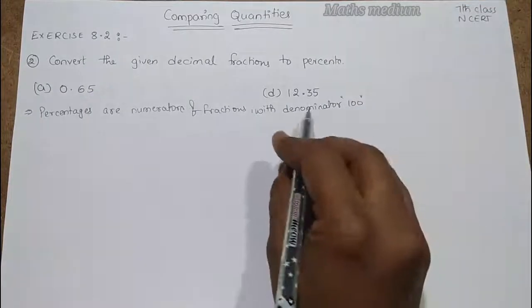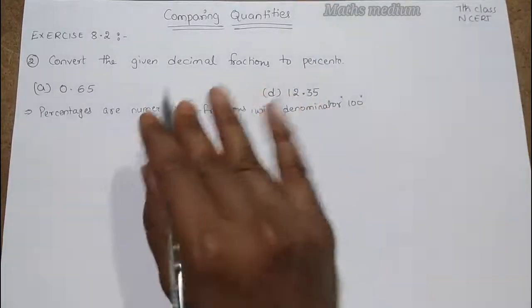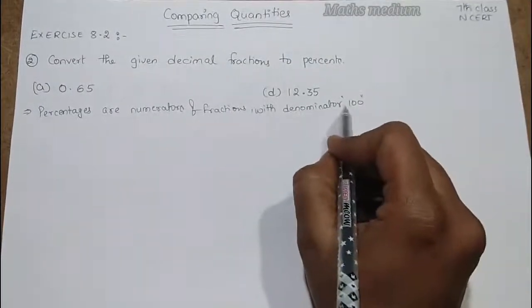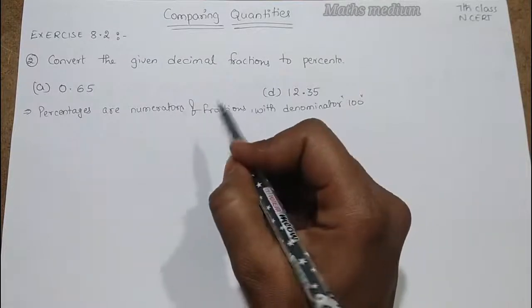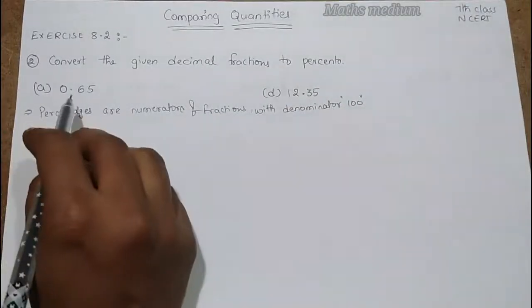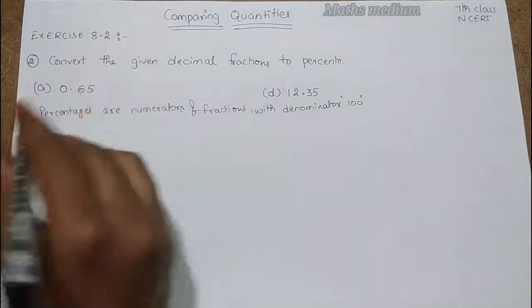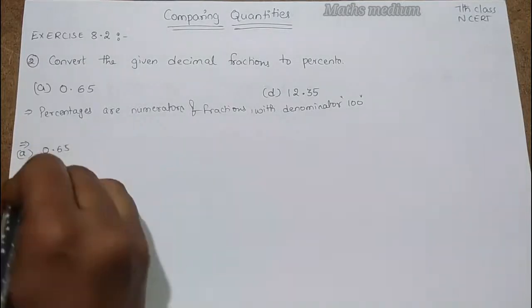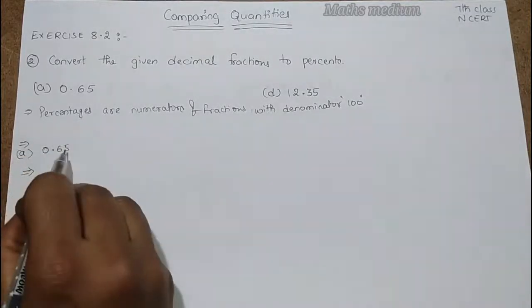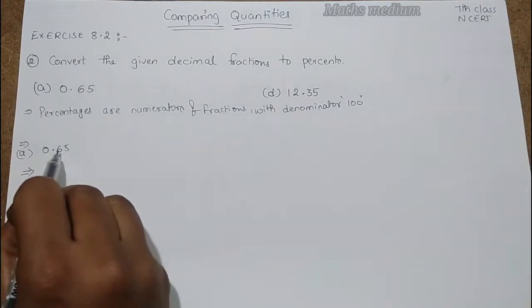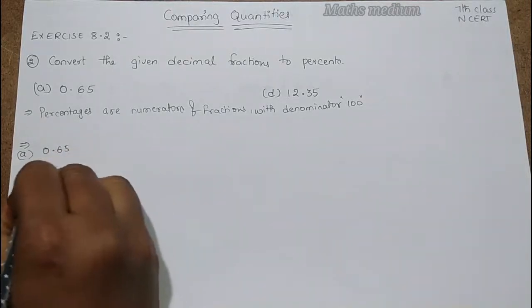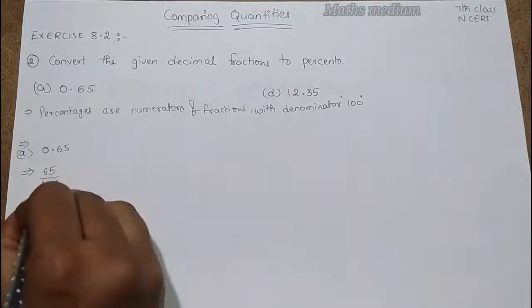See, if you want to convert any number or any decimal or any fraction to percents, we have to take the numerator of fractions with the denominator 100. So it will be easy to get a percentage. So by using this, we have to convert decimal fraction to percentages. So let's start. Here 0.65. Now convert this into a fraction number. So here 1, 2. After 2 points from right to left, we have to divide this number by 100. So take 65 by 100. So this is the one.